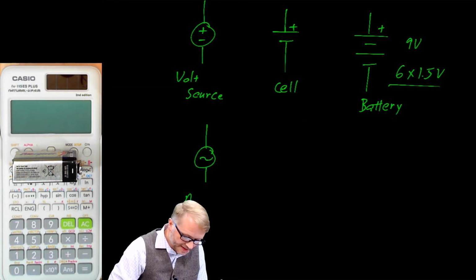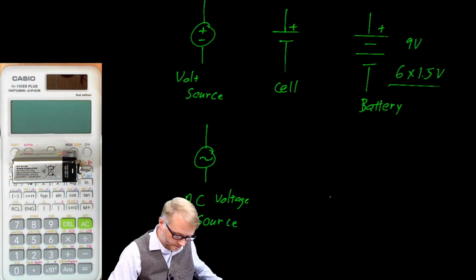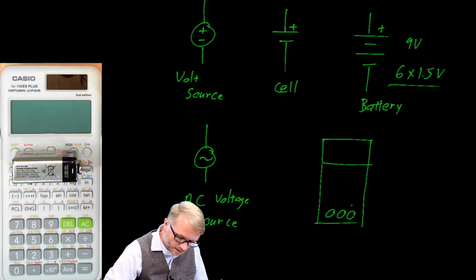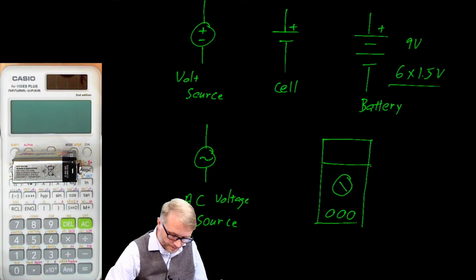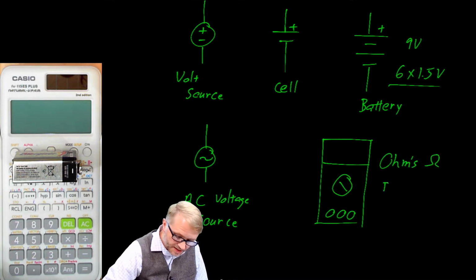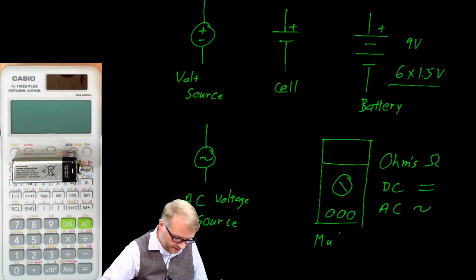This symbol is for an AC voltage source. Here's a meter. You may have seen one of these, certainly in the lab. So they typically have a dial. On that dial, you'll have several different positions. One for ohms, and that would be the omega symbol. DC, which is typically 2 bars, and then AC, which is a sinusoid. And that is a digital multimeter.